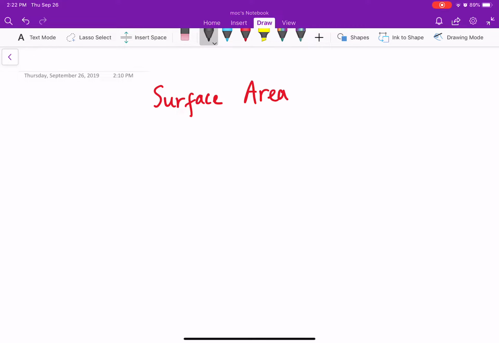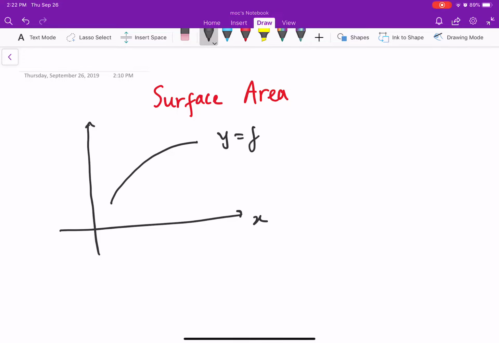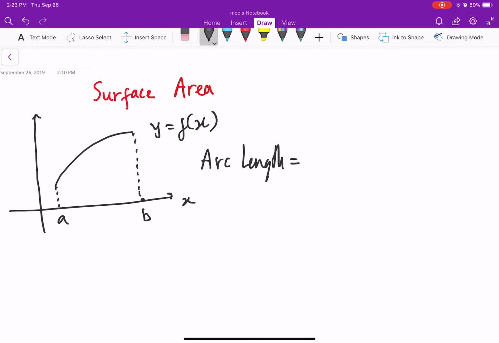Suppose we have this function y equals f of x, and we need to find the arc length of the graph of this function on the interval a to b. So the arc length is equal to the integral from a to b of the square root of 1 plus f derivative of x squared dx.